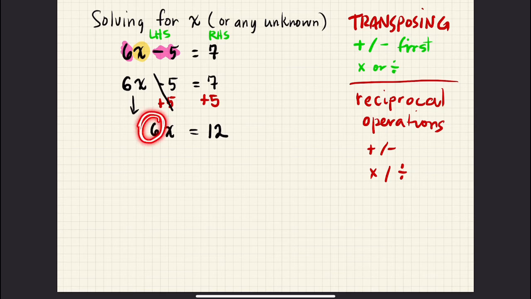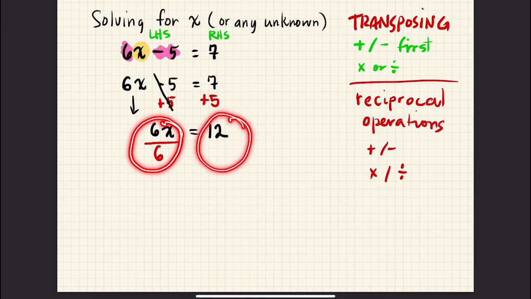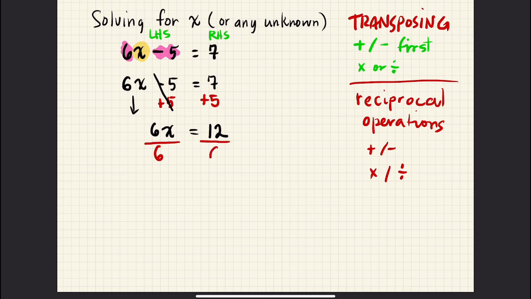The next step, how do we get rid of the 6? What is the operation? In algebra, remember, if there is no sign, then it is multiplication. So what is the reciprocal of multiplication? It's division. In order to get rid of the coefficient, we divide by the value of the coefficient, because we want it to equal 1. So I divide by 6, and again, whatever I do to the left-hand side, I need to do to the right-hand side. So if I divide by 6 on the left-hand side, I divide by 6 on the right-hand side as well. This cancels because 6 divided by 6 is 1.